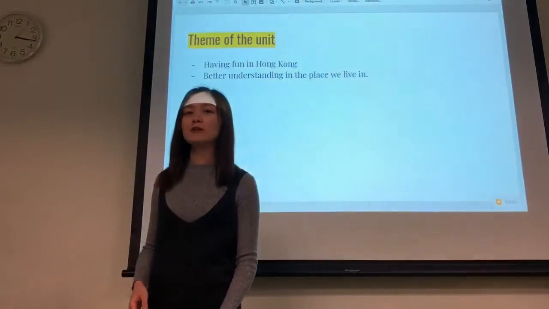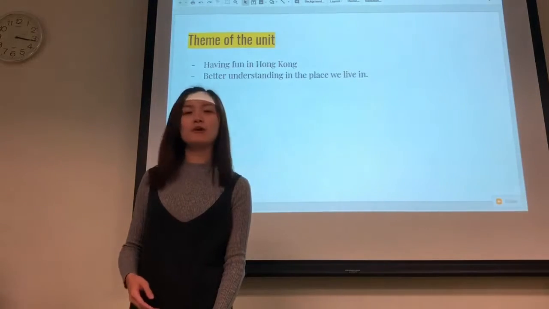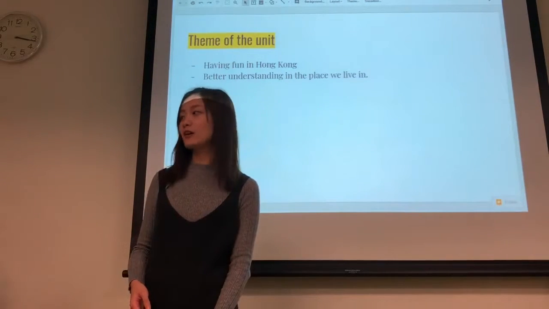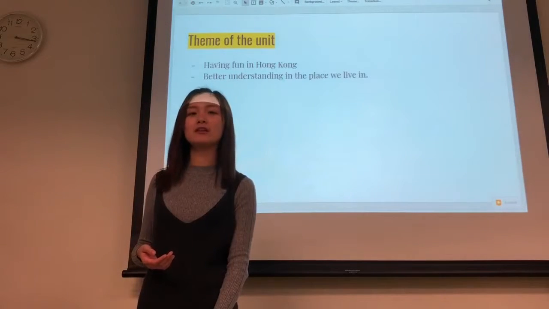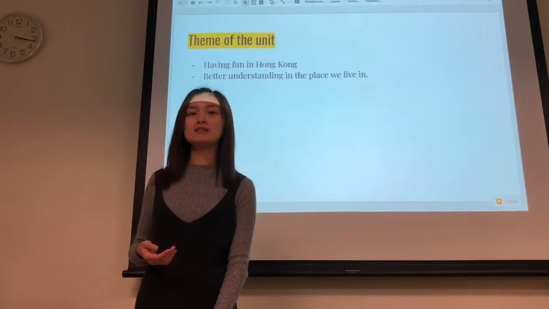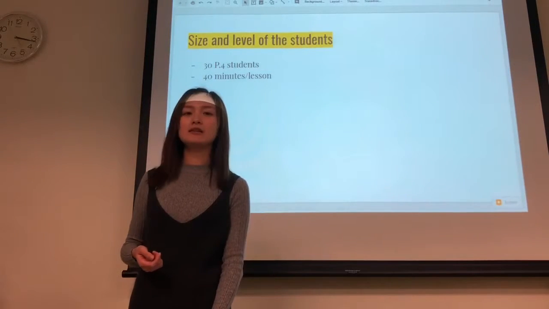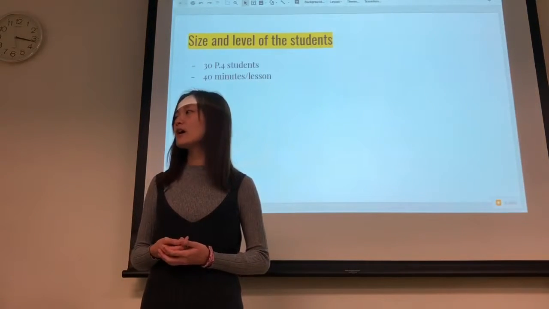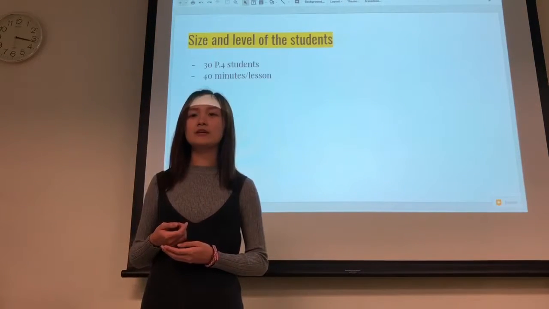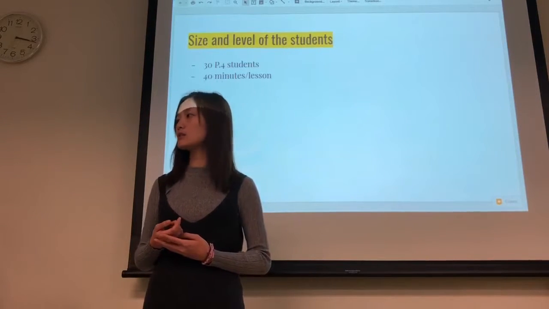So I'll first talk about some background information of our unit plan. The theme of our unit is having fun in Hong Kong, and through this unit we hope that students would have better understanding about the places in Hong Kong we live. For the size and level of the students, we hope to teach 30 primary 4 students, and each lesson will be conducted in 40 minutes, and in total there will be 5 lessons.